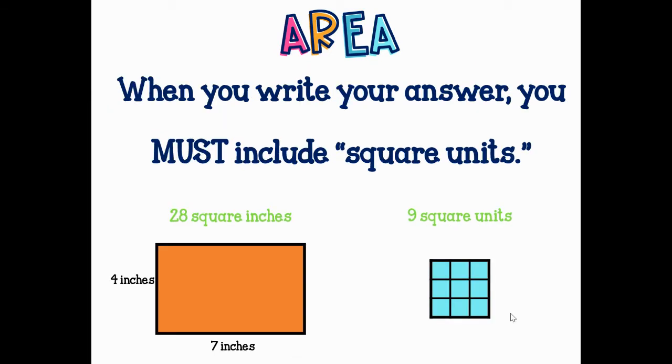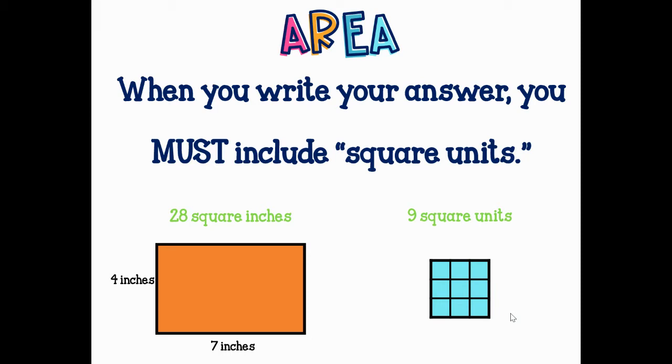When you write your answer with area, you must include square units. Going back to our first two examples, in my rectangle, 4 inches times 7 inches would equal 28 square inches. Notice how it says square inches instead of units, because they told me the unit of measurement in the problem when they labeled the sides.